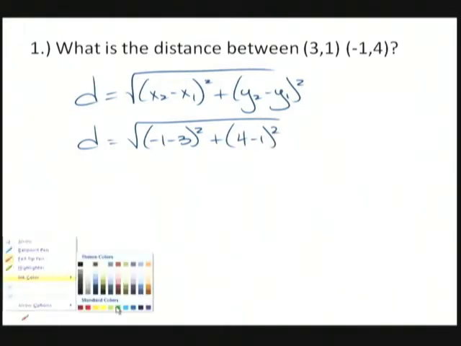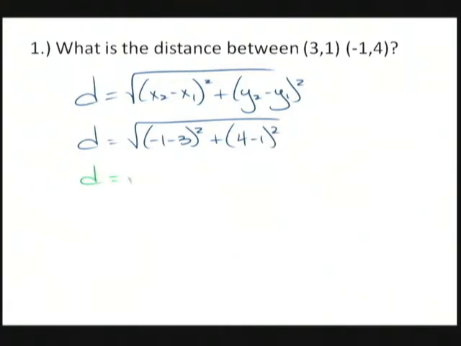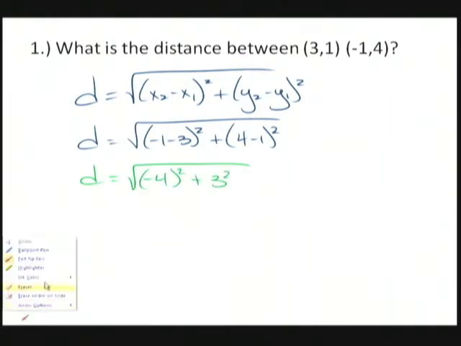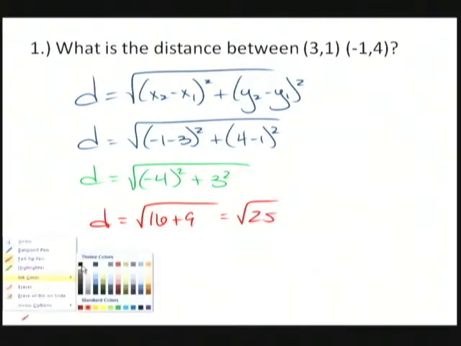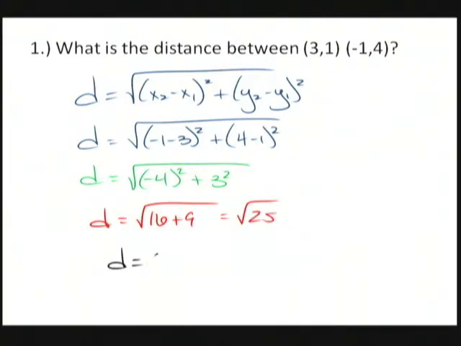As I start to simplify this, I'm going to get -4 squared plus 3 squared, which just turns out to be the square root of 16 plus 9, or, as you can see, 25. And finally, we just know that the distance is 5. Notice it's not plus or minus 5 because we're looking for a distance, so it's got to be positive.